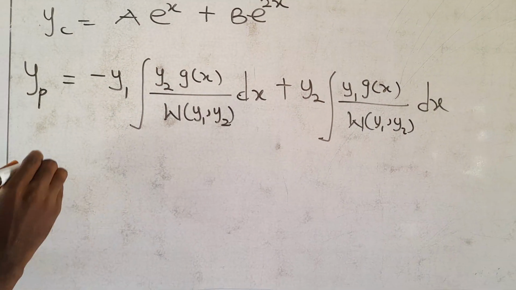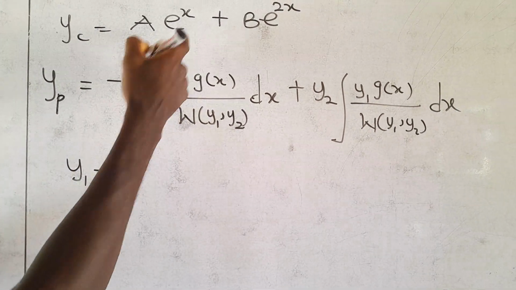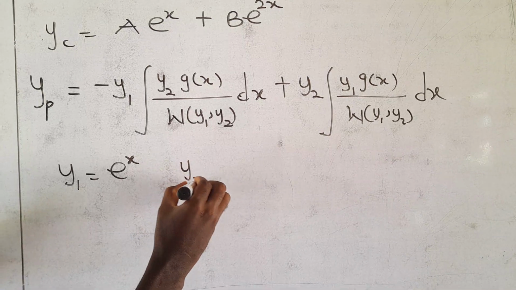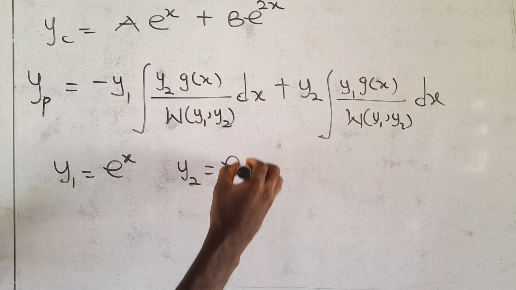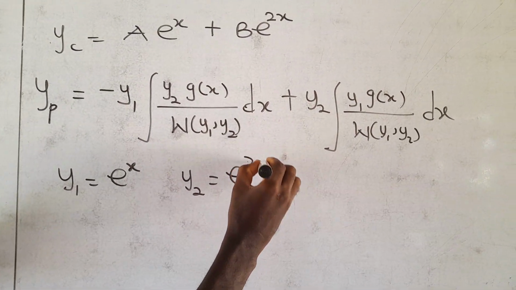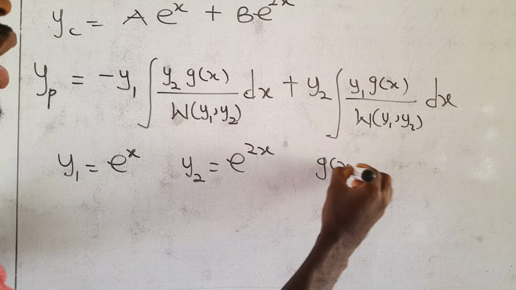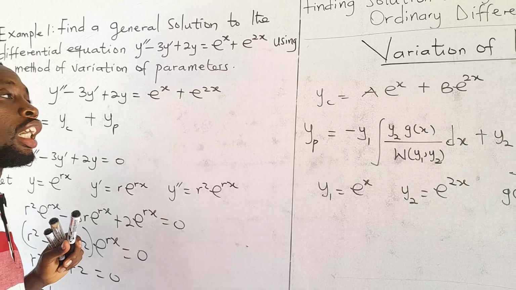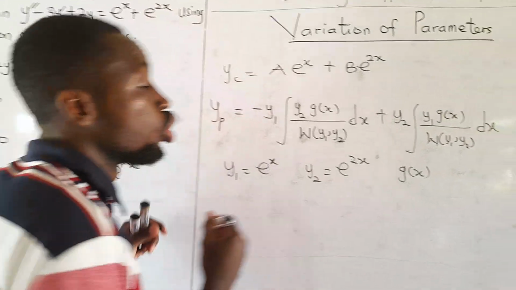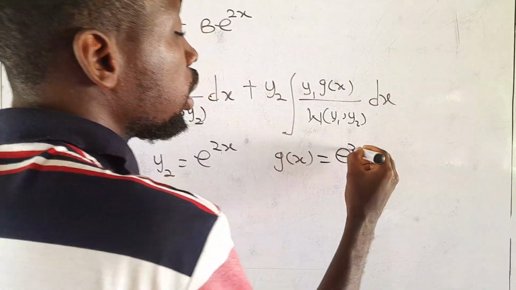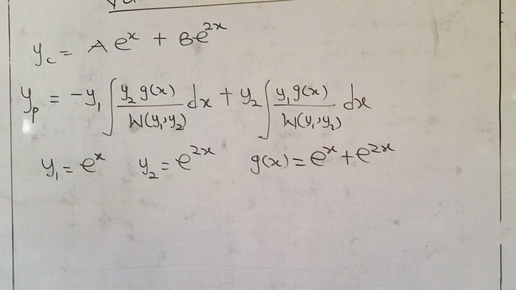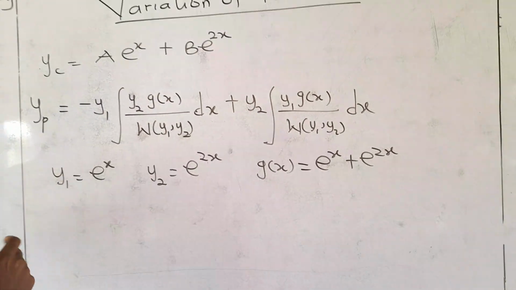Now what is our y1? Our y1 is equal to the function here, that's e exponent x. Our y2 will be equal to e exponent 2x, and our g of x in this case will be equal to the non-homogeneous side, that's e exponent x plus e exponent 2x. What is the next thing we need to do? We need to find the Wronskian.